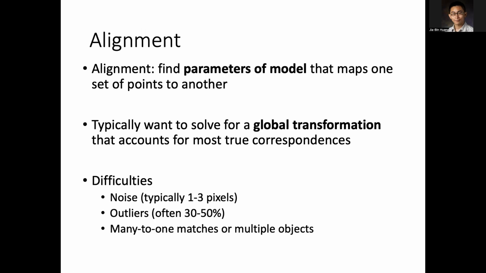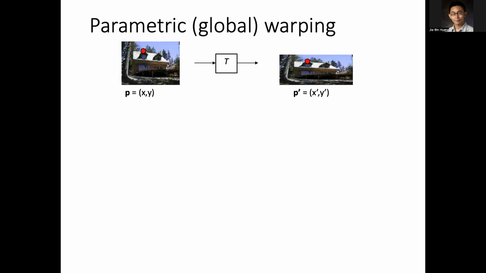So the general problem of alignment is basically the following. I want to find the parameters of a model. Those parameters are usually global, meaning that between one image and another image there's only one transformation that can describe the whole image. The challenge is that you need to handle noise, handle outliers, and sometimes many-to-one matches. Okay, so let's talk about the basic one.